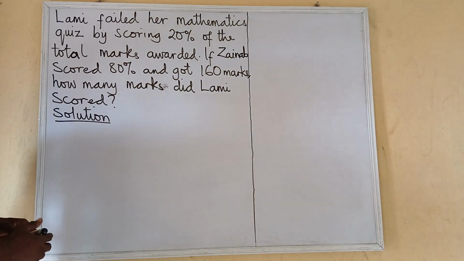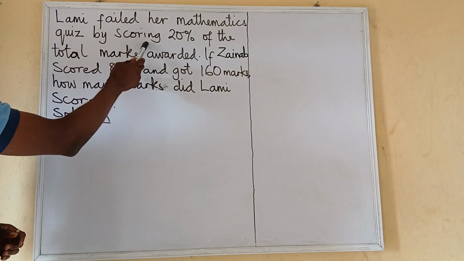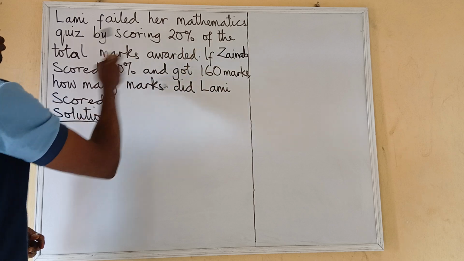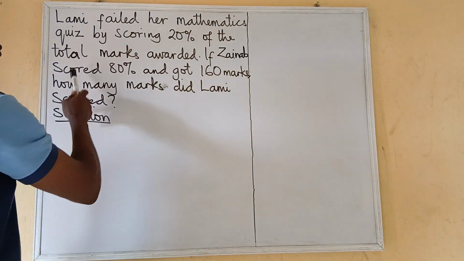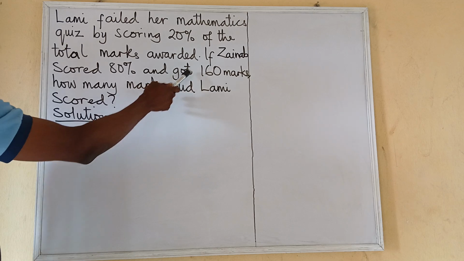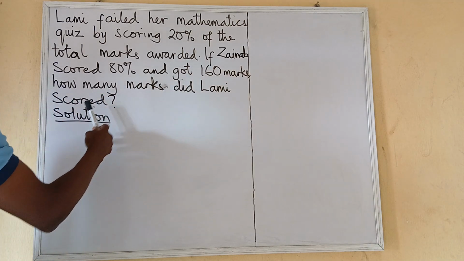Let me solve this one quickly. The question says, Lami failed her mathematics quiz by scoring 20% of the total marks awarded. If Zainab scored 80% and got 160 marks, how many marks did Lami score?